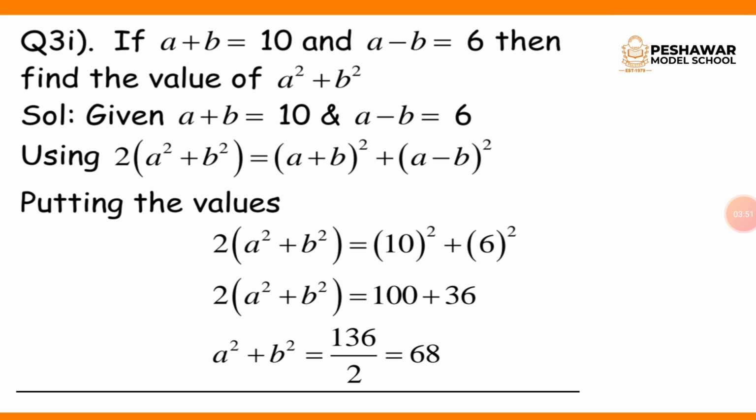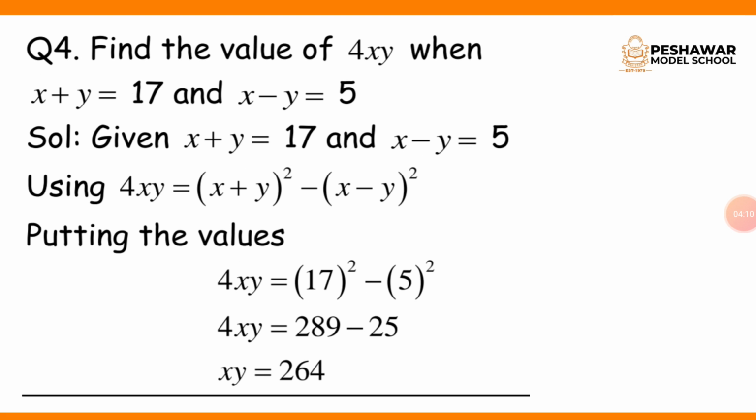2 into a square plus b square, after putting the values, is 10 square plus 6 square. 10 square is 100 and 6 square is equal to 36, which is equal to 136. Divide again both sides by 2 because 2 multiplies with a square plus b square, and we have to find only a square plus b square, so we get 68.